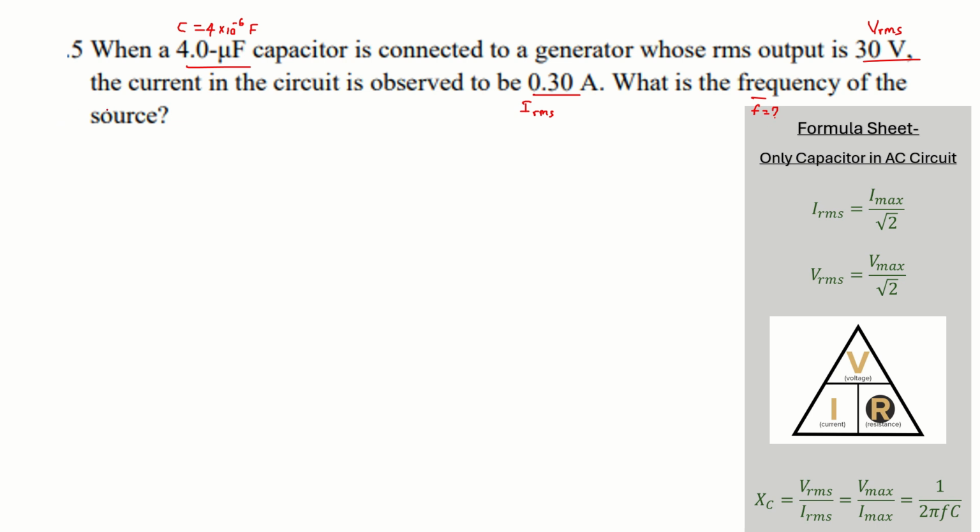What is the frequency? First we will calculate the Xc. Using Ohm's law, Xc equals, from the given equation, Vrms by Irms, which is better for us. Vrms is 30 over 0.3, which is equal to 100 ohms. This is the answer.